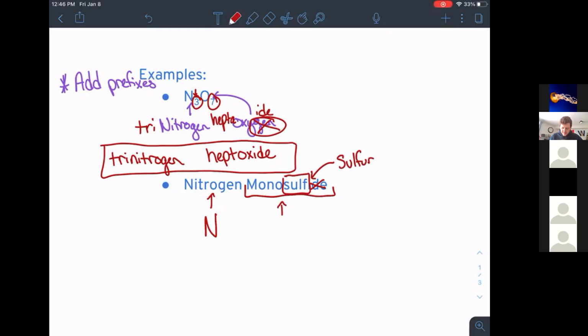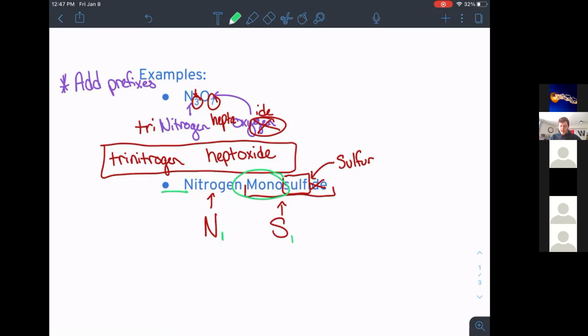S, perfect. Now we need to worry about our prefixes. So is there a prefix in front of nitrogen? No. Which means how many nitrogens do we have? Just 1. That's the only time a prefix is not added for covalent compounds: if there is one of the first element. So I'm going to put a 1 here for now. This 1 does not need to be there later. I'm just going to leave it there before we combine things. What's this mono tell us? How many of those do we have? 1.